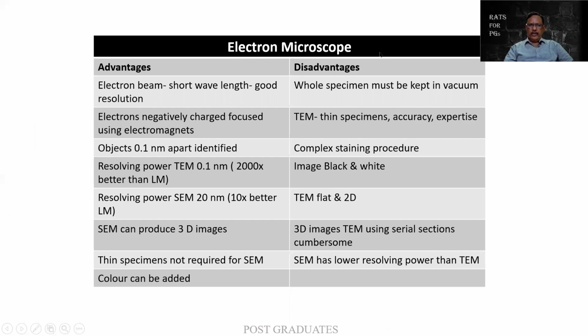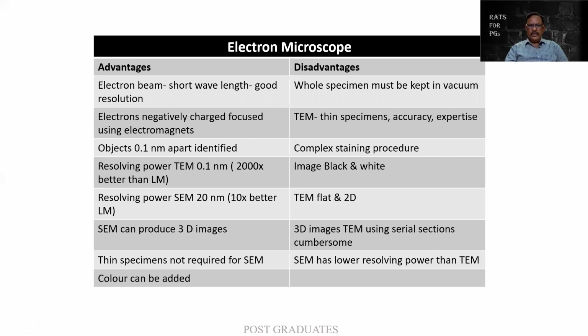Coming to the electron microscope itself, what can be the various advantages and disadvantages? Here it is. The electron beam has a short wavelength, so it has very good resolution. The electrons are negatively charged and focused using electromagnets, and objects even 0.1 nanometers apart, that is, two components which are seemingly very close to each other, can be analyzed by means of the electron microscope.